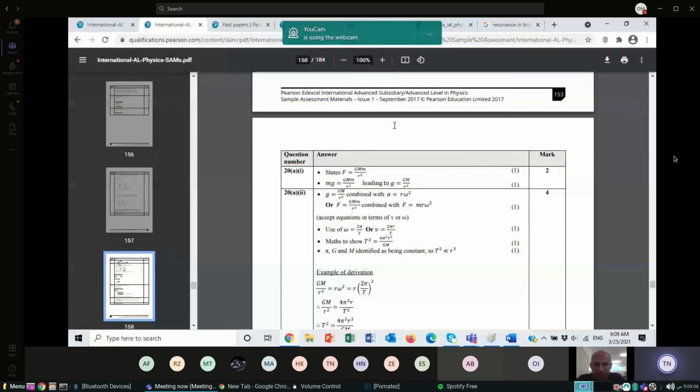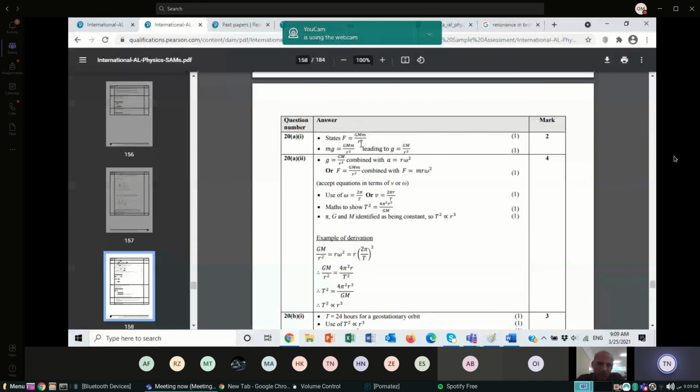Okay, so F equals to GMm over R square. So F equals to mg, and then this equal to this. So m gets cancelled. So g equal to this. So it's simple, right? 2 marks.